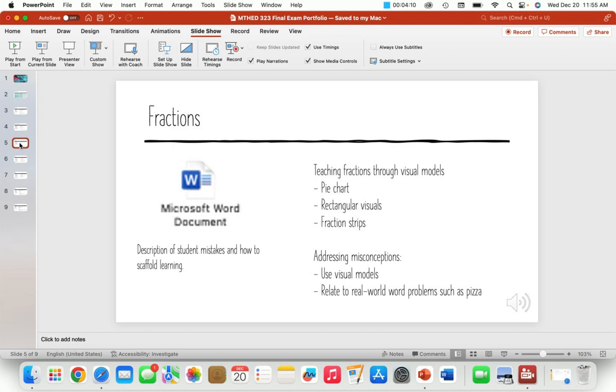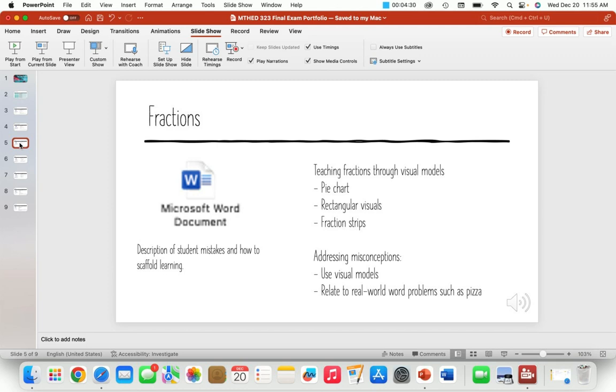You can do this through visual models such as a pie chart, a rectangular visual where you split the rectangle into pieces, or the manipulatives of fraction strips. Students can actually construct their own understanding with those manipulatives.